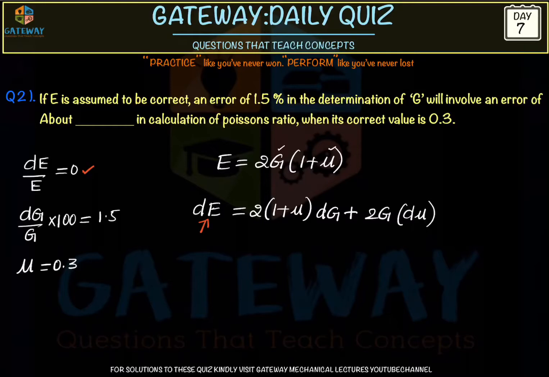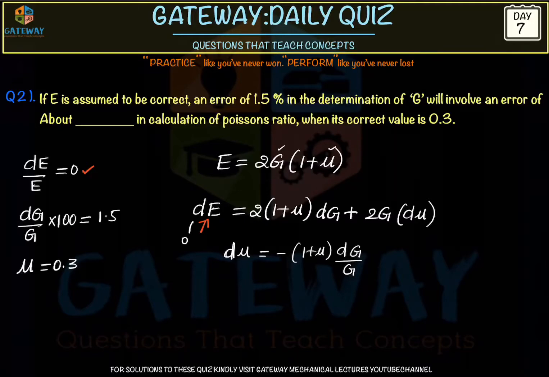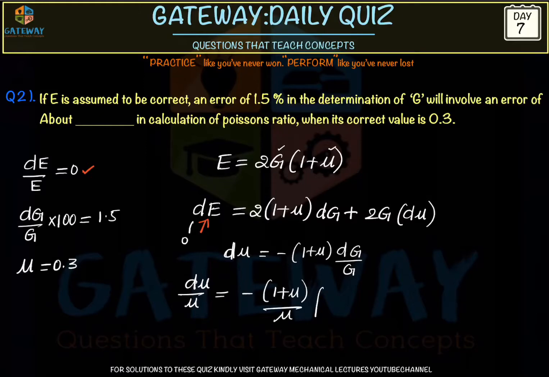We'll just simplify all the values here. We'll get d mu as minus of 1 plus mu into dG upon G. Okay, you substitute dE as 0, then you will get the value of d mu. We need to calculate the percentage error in calculation of mu. Therefore, we need to take d mu upon mu. That is nothing but minus of 1 plus mu upon mu into dG by G. And also we need to calculate the percentage, so multiply it by 100.